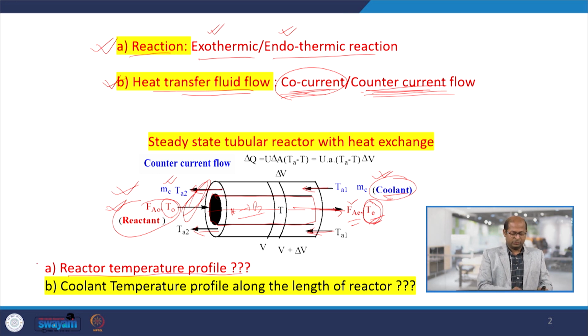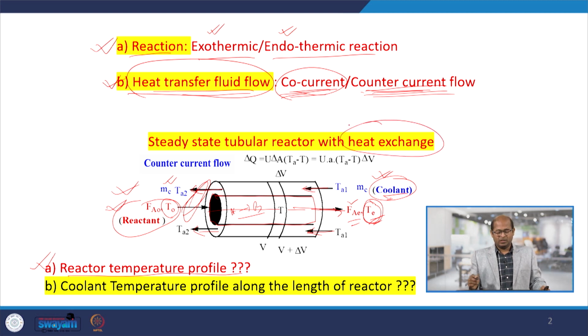We want to see the reactor temperature profiles inside the reactor. What we discussed in our previous class was adiabatic systems, meaning there is no supply of heat to the system, whether the reaction is exothermic or endothermic. But here the reaction may be exothermic or endothermic, and we are supplying an additional fluid, meaning a heat exchange system, a heat exchanger, is there. So we can supply heat, or we can take heat out of the system. Under those conditions, how would the reactor temperature profile vary along the length of the reactor?